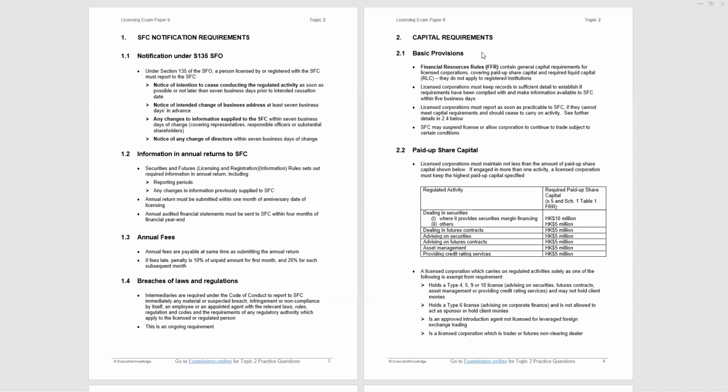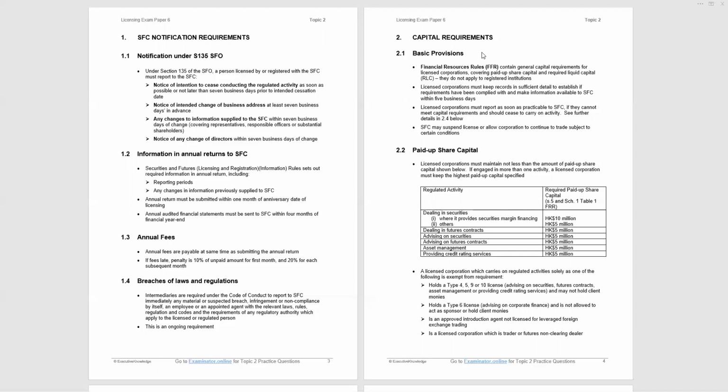Information in annual returns to the SFC. So the licensing and registry information rules set out required information, including reporting periods, any change in information previously supplied to the SFC, which I would say is common sense. Annual return must be submitted within 1 month of anniversary date of licensing, and annual audited financial statements must be sent to the SFC within 4 months of the financial year end. You may have come across that requirement in other papers.